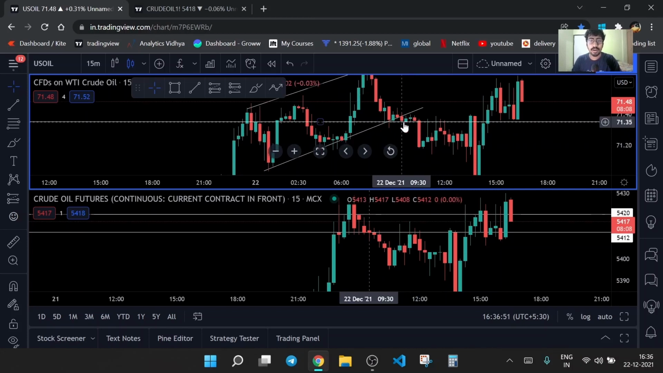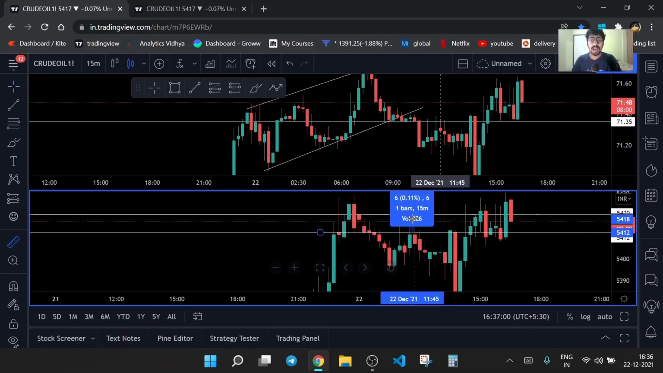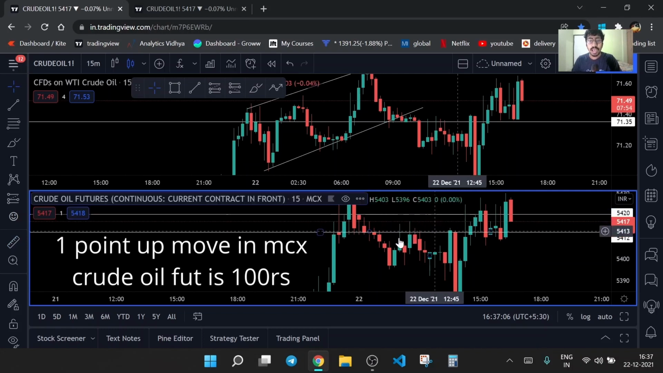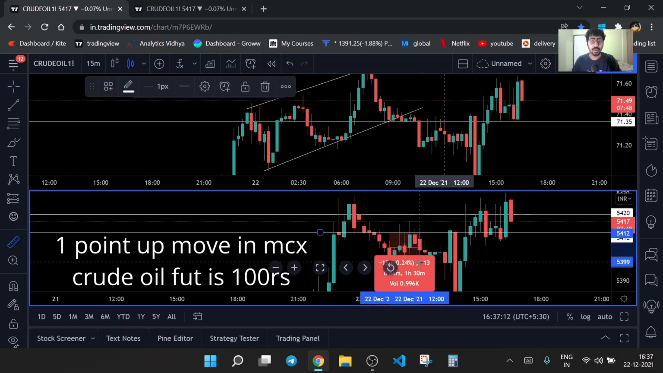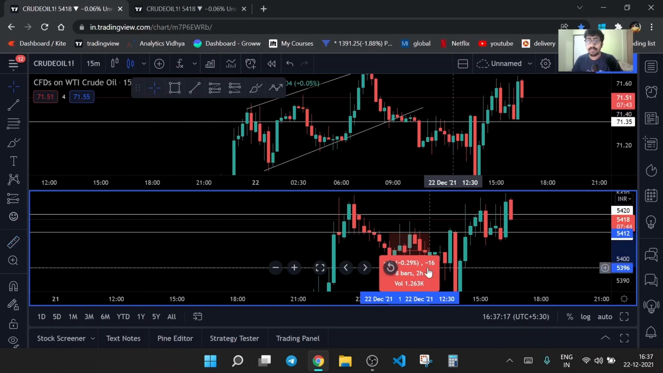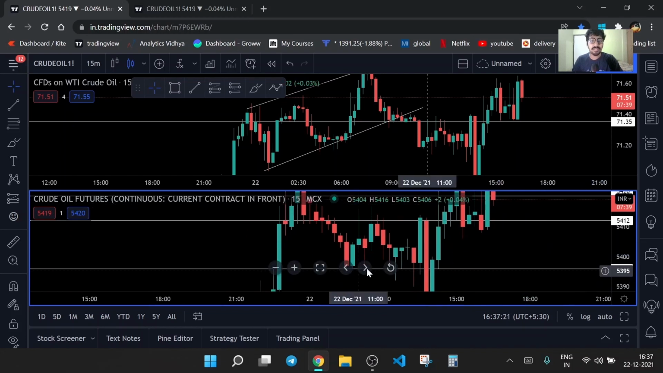So from here, you don't have to calculate your 1:1.5 here. You just have to calculate that if your stop loss is around 8 points in crude oil, which is 800 rupees, as a 1 point move is 100 rupees, you need to take around 1:2, which is basically 16 points, a 1,600 rupees profit. So 16 points would be somewhere around 5396. And let's see, did you achieve the target or not? Yes, you did achieve the target in here.